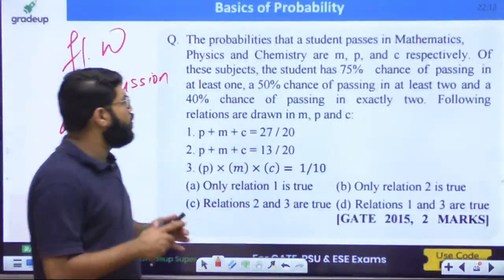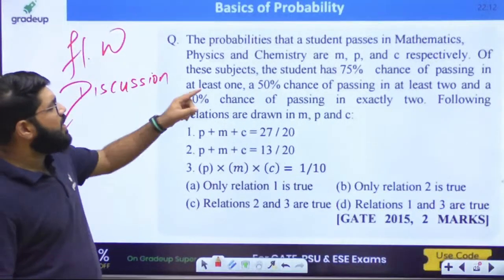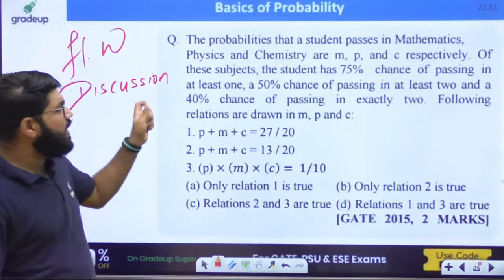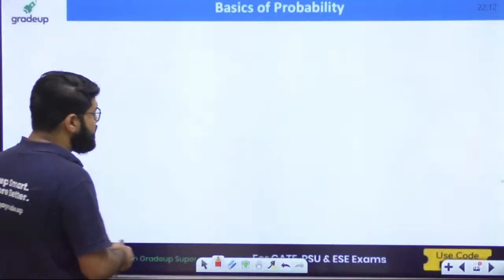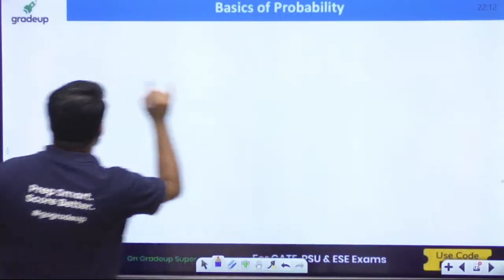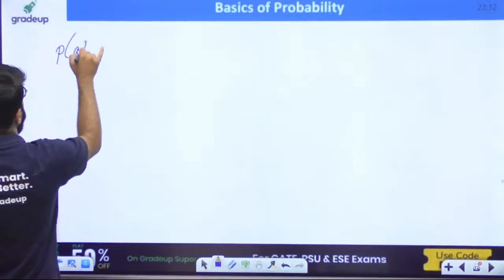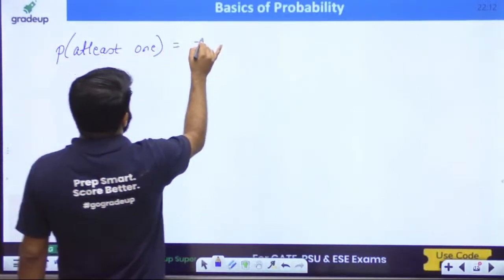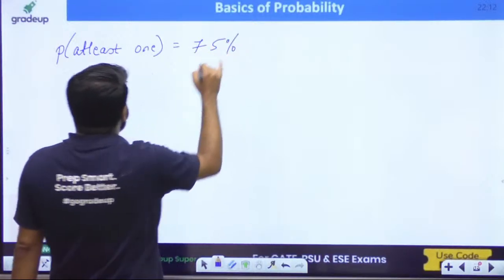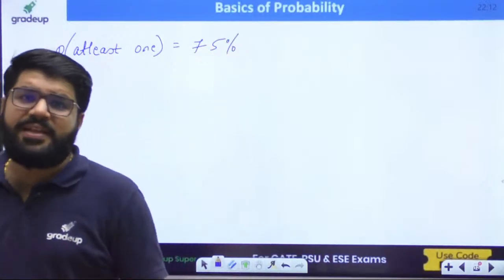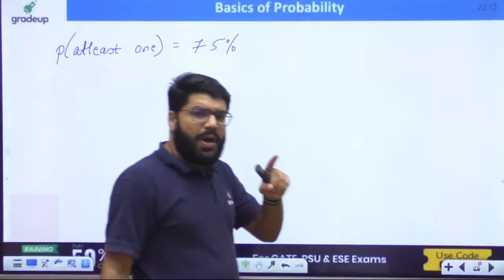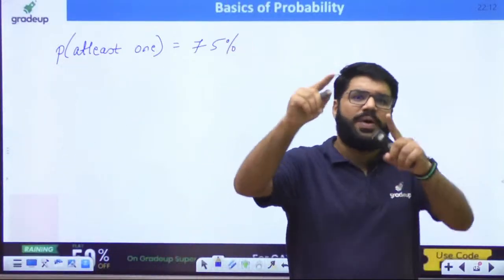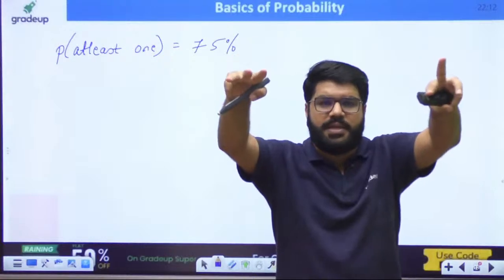I have some statements given. Of these subjects, the student has a 75% chance of passing in at least one. What is given? The probability of passing in at least one is given to be 75%. Now, at least one means what? At least one means the student should pass in one or more than one subject, means one subject or two subjects or three subjects.